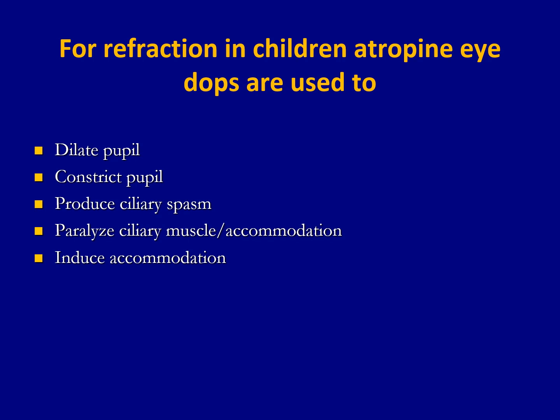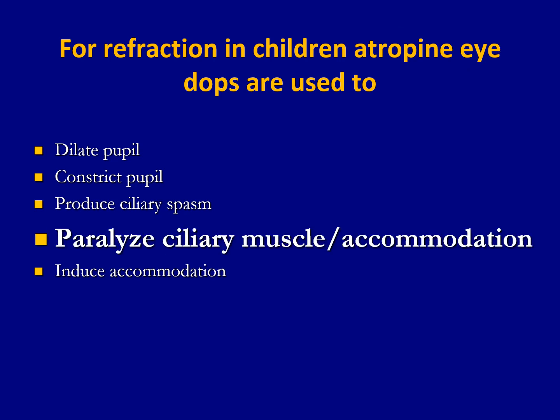For refraction in children, atropine eye drops are used to. Again, the purpose is the same as with cyclopentolate. So atropine drops are used to paralyze ciliary muscle or to paralyze accommodation, and that is the correct answer.